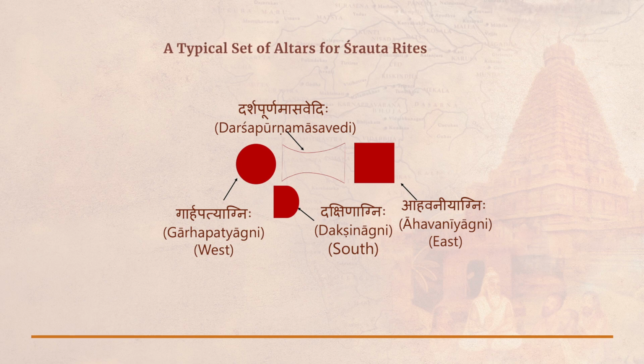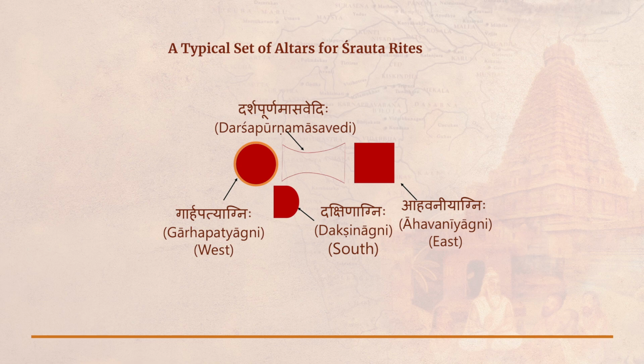Now what we will see is how these altars are. I just want to give you a small representation of it. What you see here are some shapes. You don't even make sense of these shapes, so let me explain what they are. The circular shape that you see here is the altar for what is called Garhapatyagni, and it has to be placed always at the west.